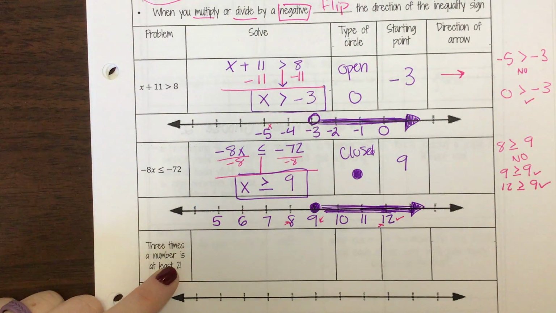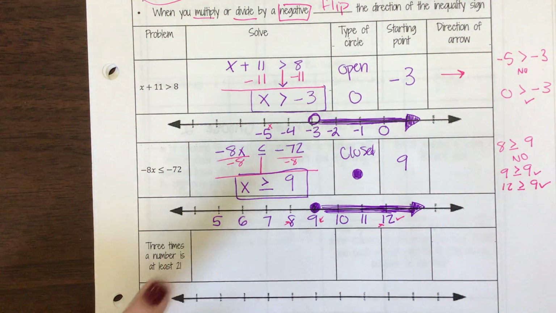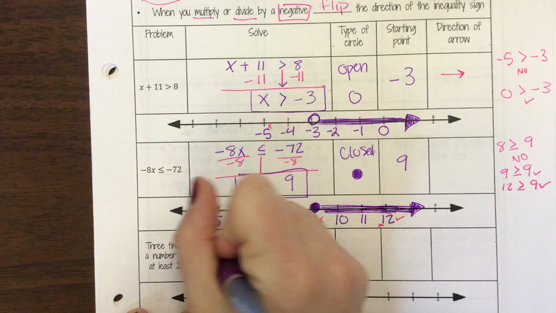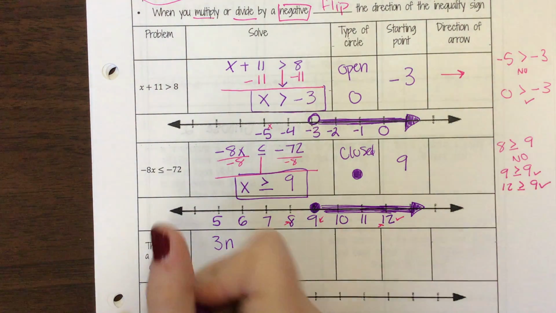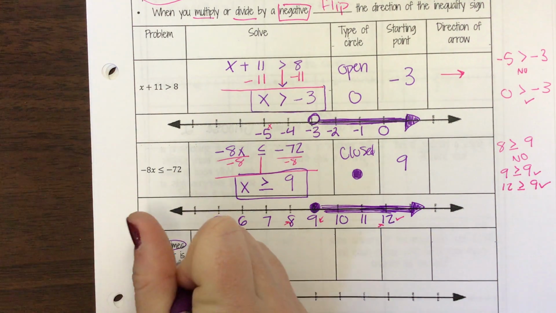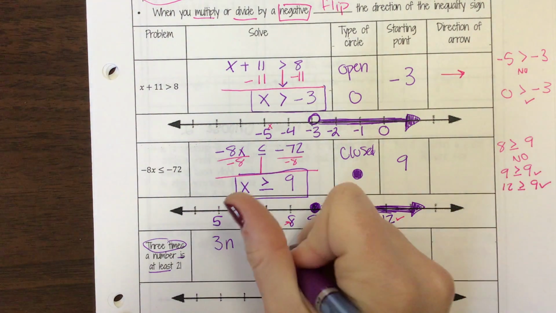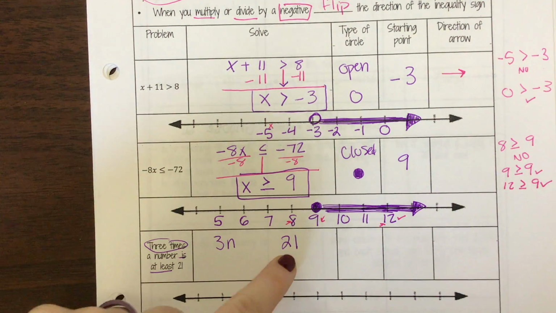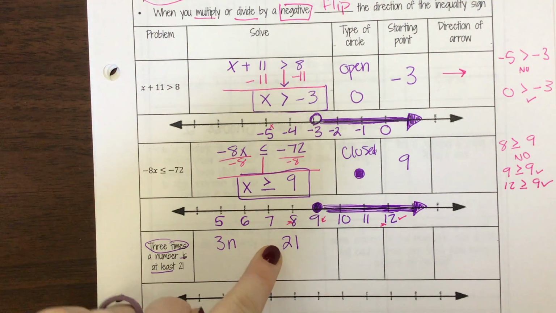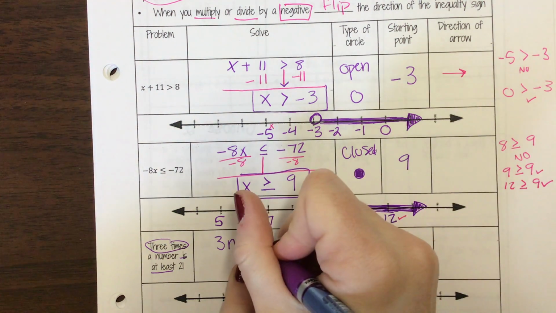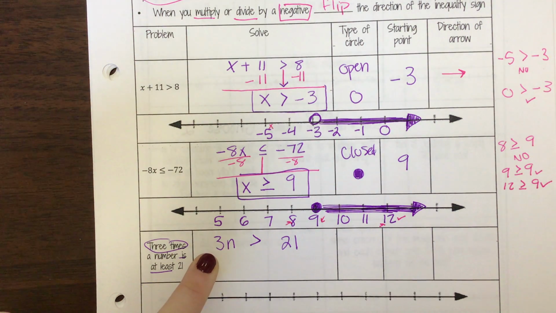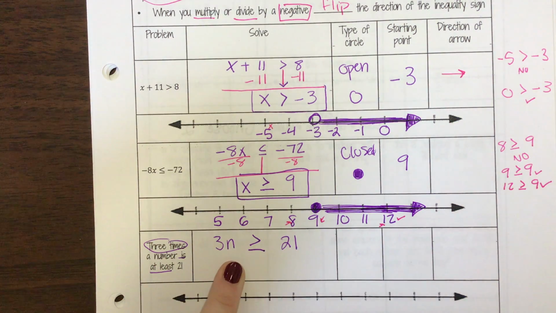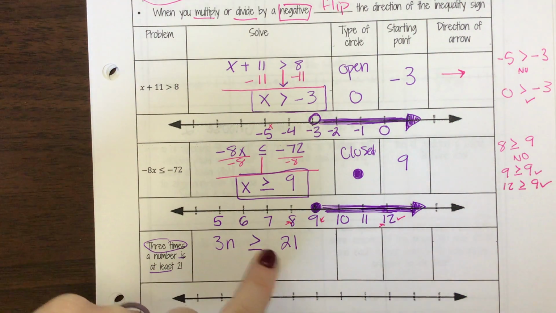All right, this last example: 3 times a number is at least 21. So we have 3 times a number. We could do 3n, that's 3 times a number, is at least 21. So comparing it to 21. Well, 21 at least means that this is the smallest number it can be, so everything else has to be greater than it. But since it can be 21, it can also be equal to 21. So 3n is greater than or equal to 21.